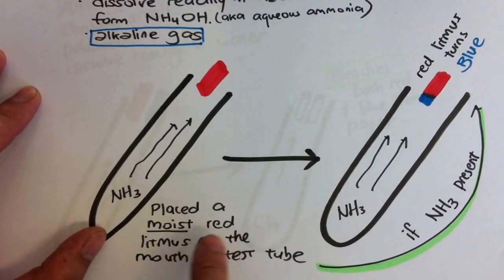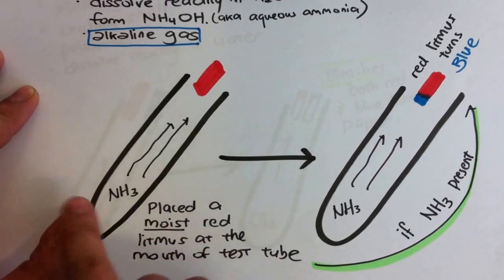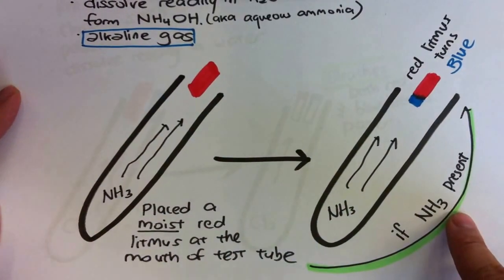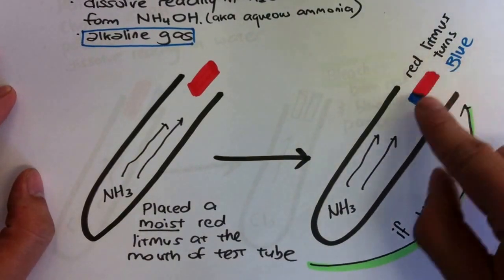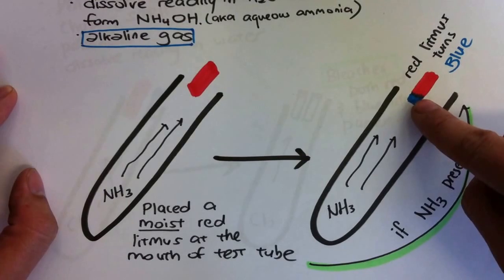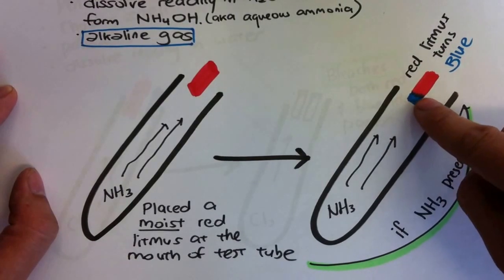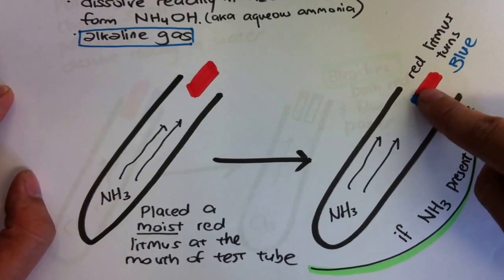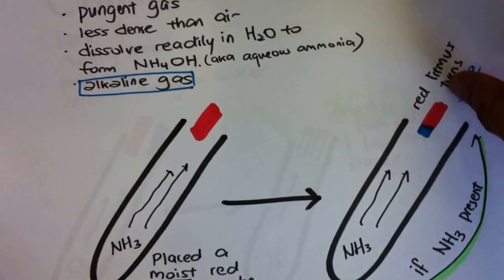Okay, so basically what happens? Place a moist red litmus at the mouth of the test tube. So this is an alkaline gas. We place a red litmus. If ammonia gas is present, the red litmus will turn blue. So when ammonia gas moves up, touches the moist red litmus, it will turn it blue. And eventually, as it goes further up, the red portion here will fully turn blue.